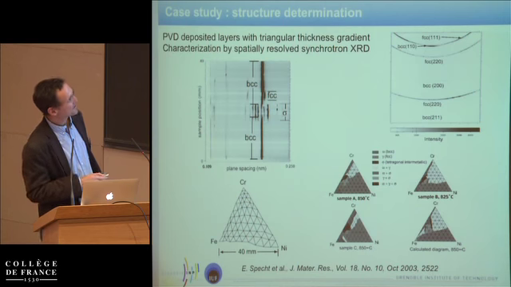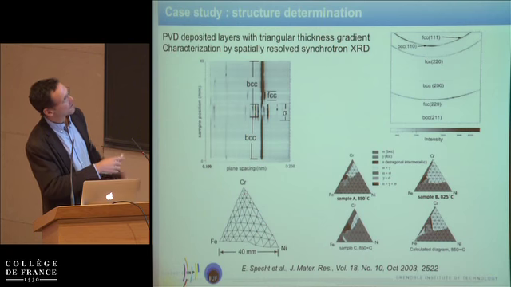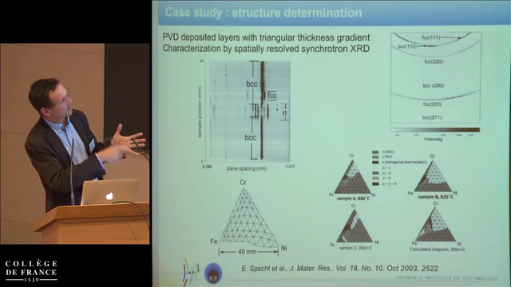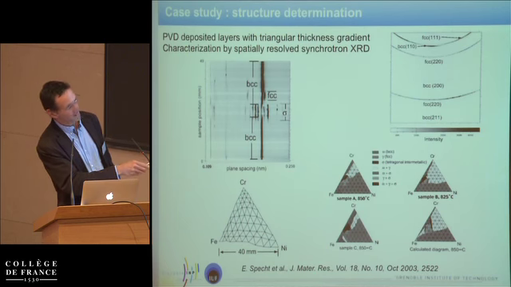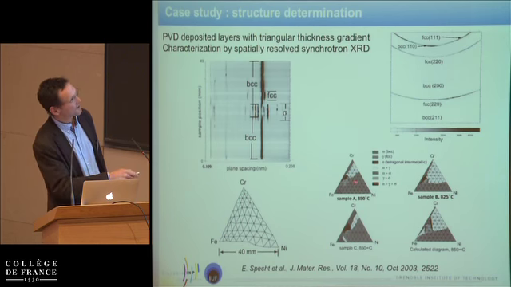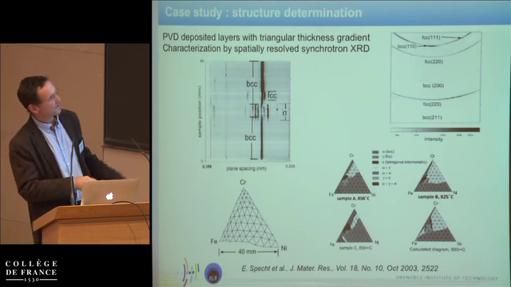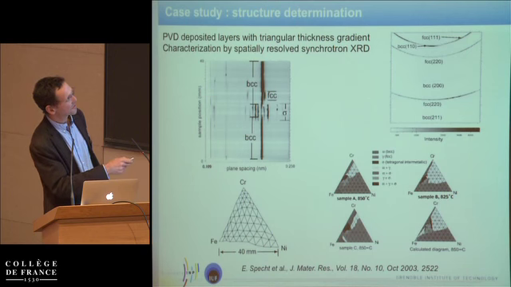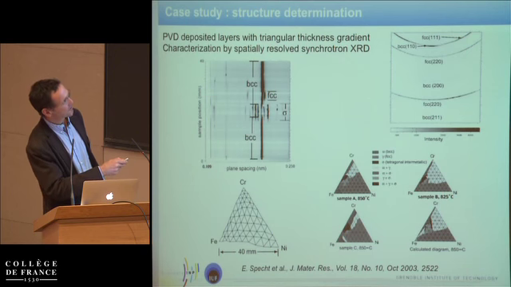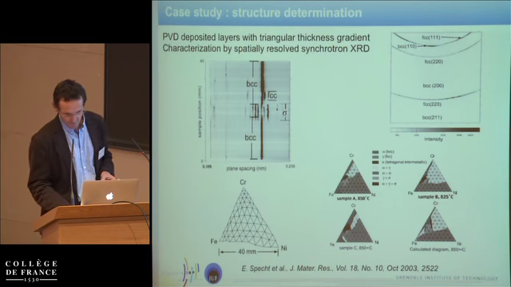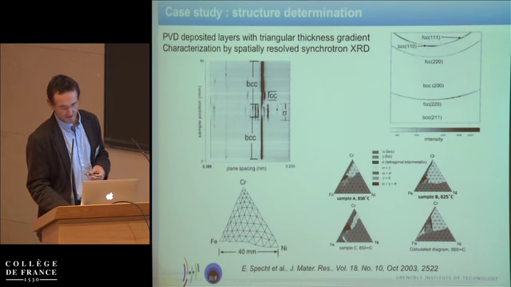composition space. And then these people did some spatially resolved X-ray diffraction with the synchrotron to determine on each point what was the phase. And this allows you to tell which are the points that have a different crystal structure, BCC, FCC, sigma, and so on. So this is quite a powerful tool to characterize your phases in diffusion couples.